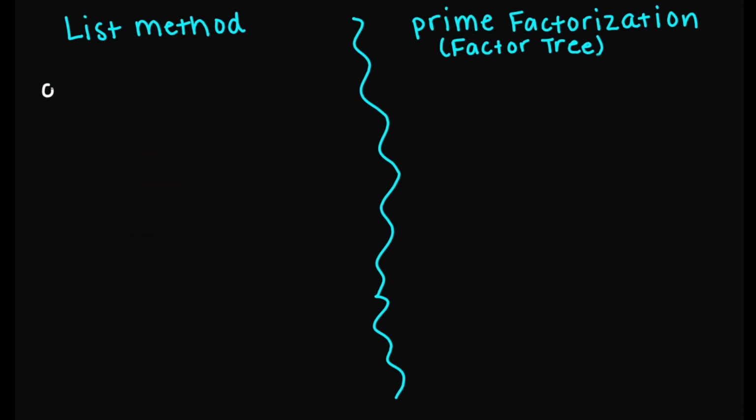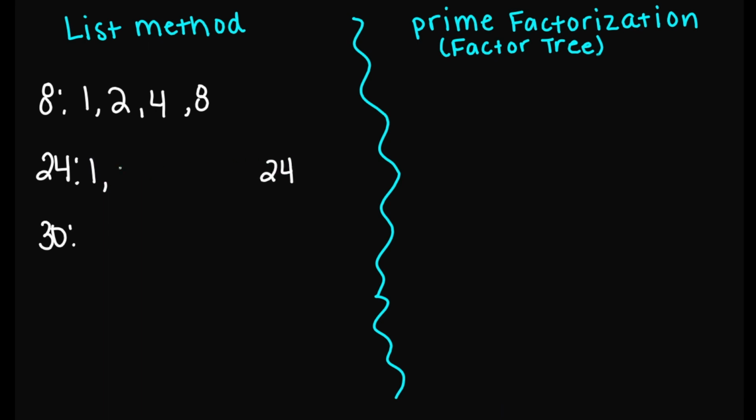All right, so let's try 8, 24, and let's try 30. So the factors for 8, we have 1 times 8, and then we have 2 times 4. For 24, we have 1 times 24. We have 2 times 12. Then we have 3 times 8. And then we have 4 times 6.